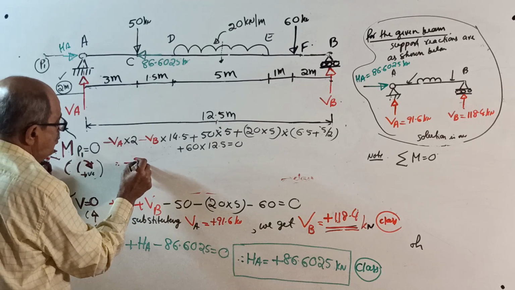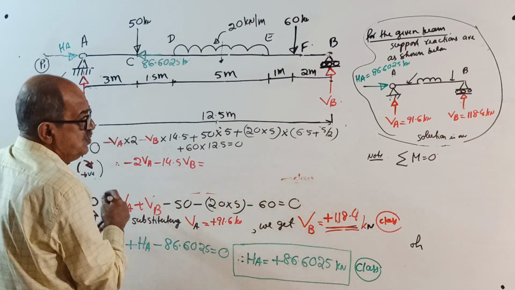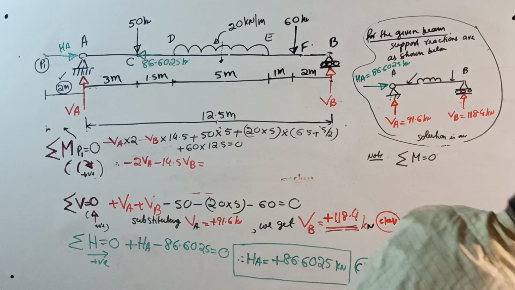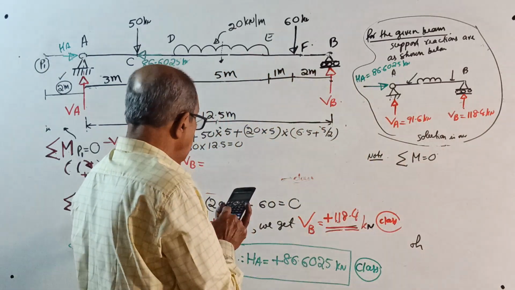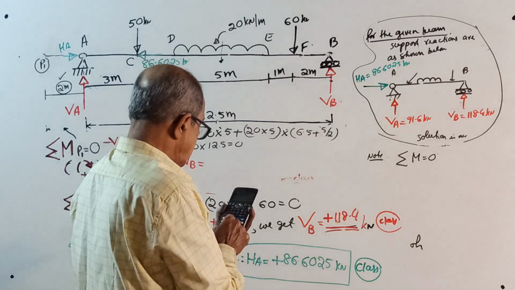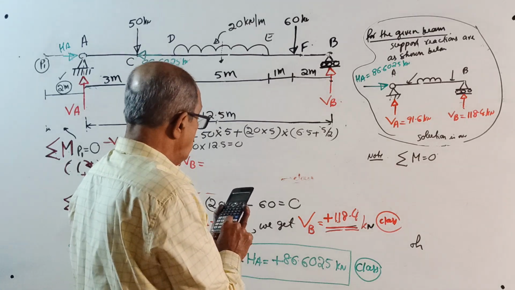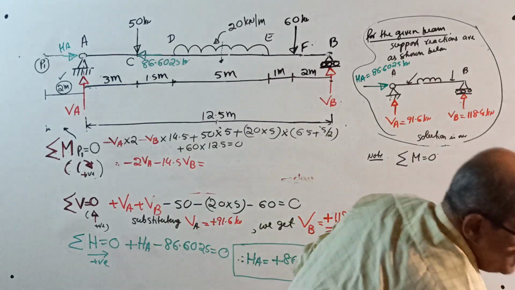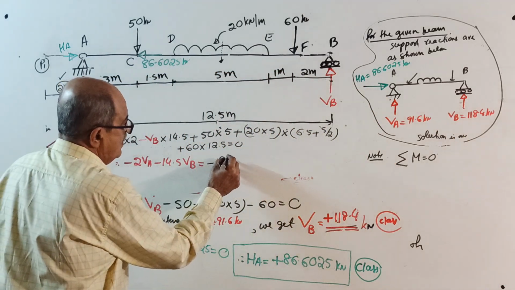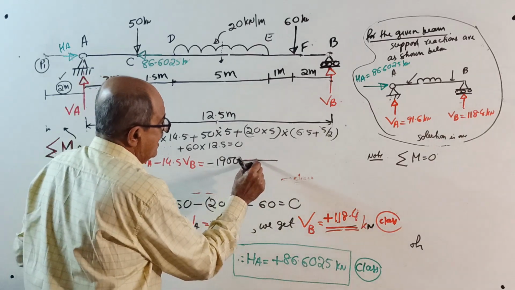Therefore minus 2 VA minus 14.5 VB equal to, this all constant you calculate, take to other side. It is 50 into 5 plus 20 into 5 into how much? 6.5 plus 2.5 plus 60 into 12.5 equal to 1900 plus 1900. Take other side, becomes minus 1900. This is called equation number 1. Now you have to call this as equation number 1.